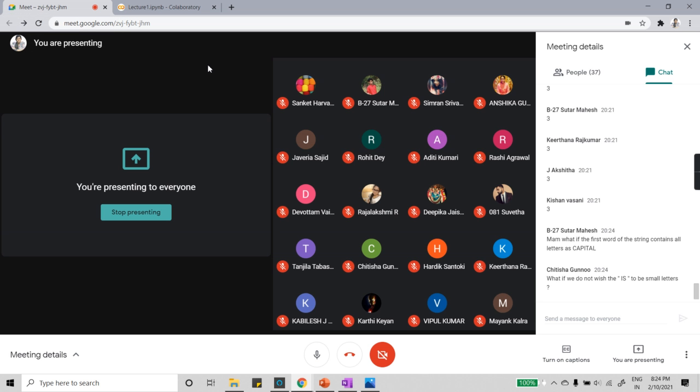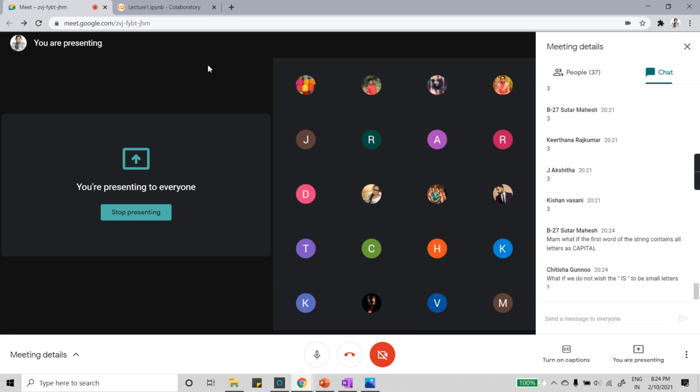Just quickly let me know: what if the first word of the string contains all letters in capital? Okay, so there is a question, fine. What if we do not wish the is to be small letters? Okay, Chitisha, then you cannot use the capitalize function there. Fine, you cannot use this capitalize function there if you do not want to convert this is.